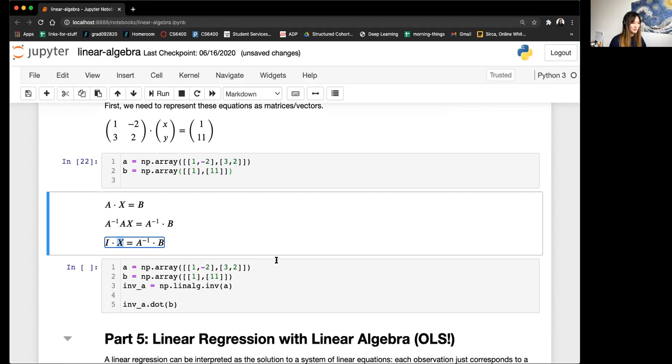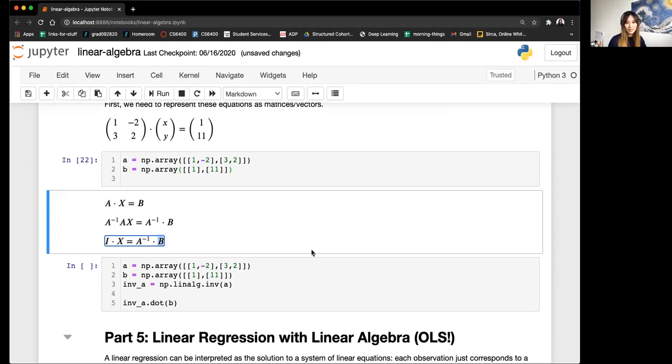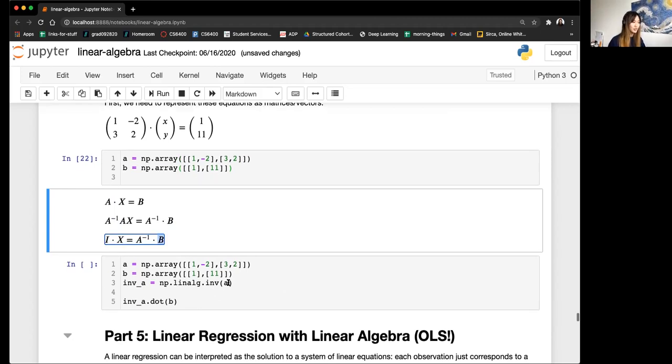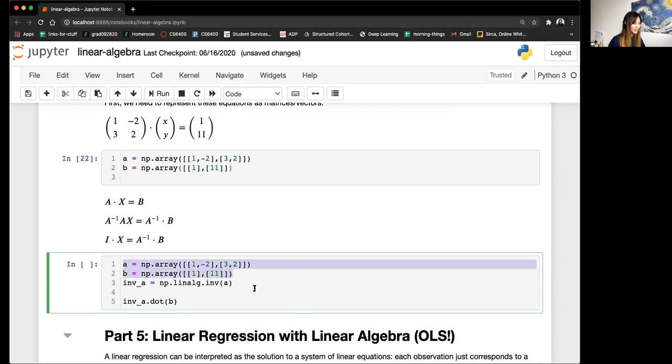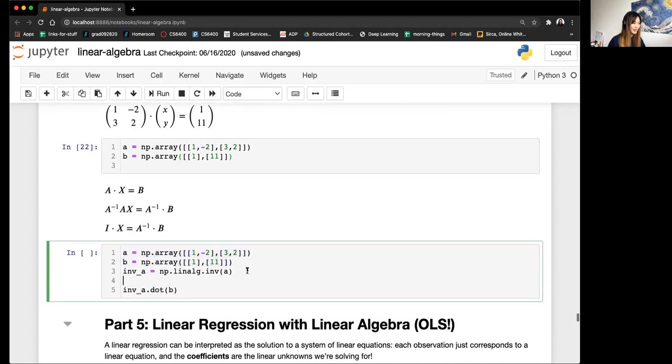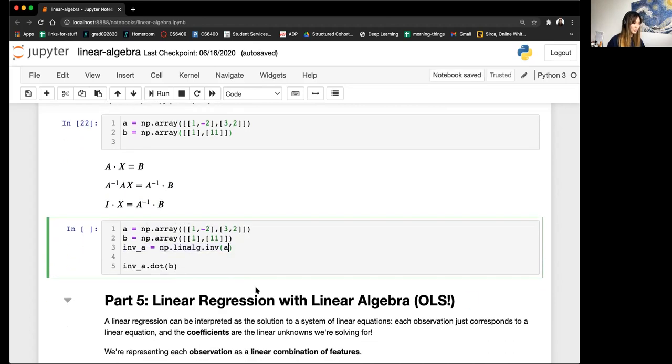Basically, this comes back to x being equal to the inverse of A multiplied by B, which is great because we can find out all of these things through some quick Python code. So I have our A and B here. I have our inverse of A here. So here I'm taking the inverse of A.